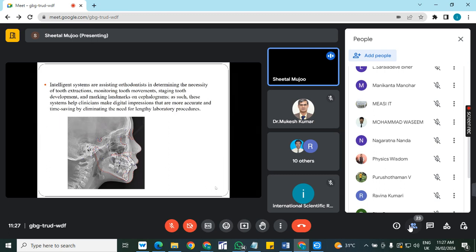For example, you are working in a city, and in a remote area another dentist wants to go for orthodontic treatment. He is planning to do orthodontic treatment for the patient, fine, he can send it to you, and this artificial neural network can help him do the tracing and the model analysis, and within no time he will get the results, and he can go forward with his treatment.